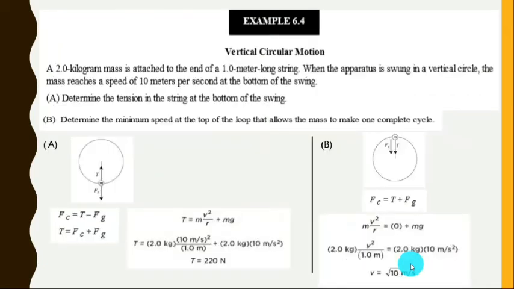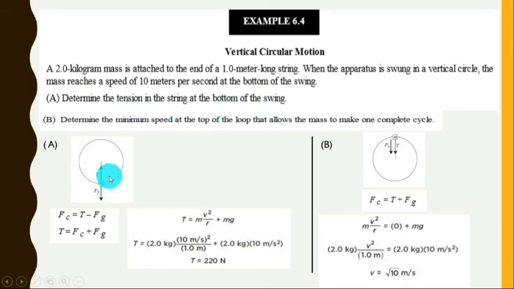The second example. Now here, vertical circular motion. A 2 kilogram mass is attached to the end of a 1 meter long string. This is the radius. 2 kilogram, this is the mass. When the apparatus is swung in a vertical circle, the mass reaches a speed of 10 meters per second at the bottom of the swing. At the bottom of the swing, tangential speed equals 10 meters per second. Determine the tension in the string at the bottom of the swing.